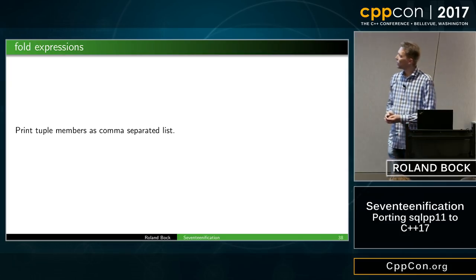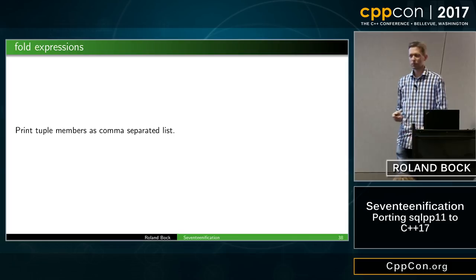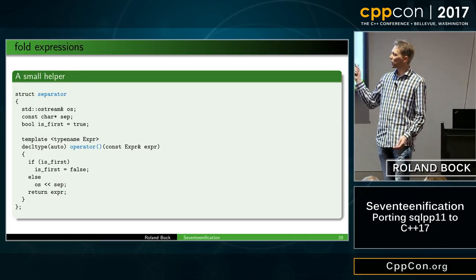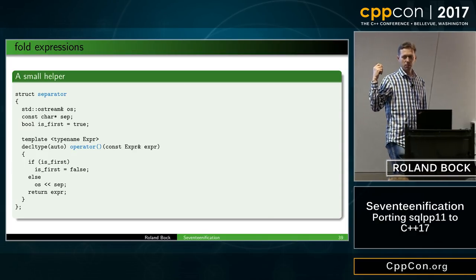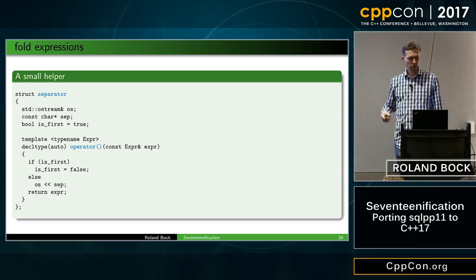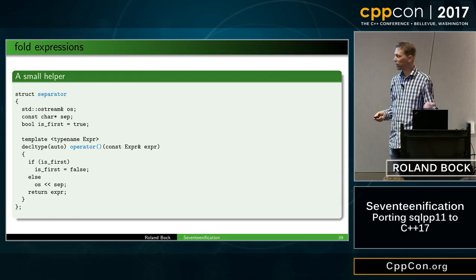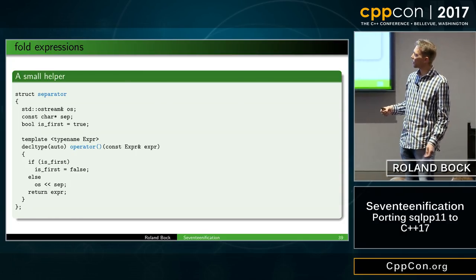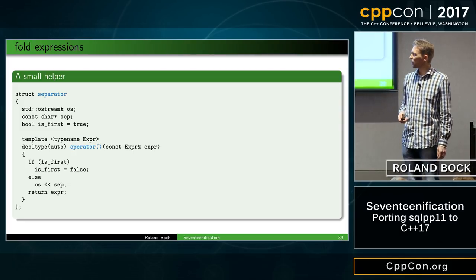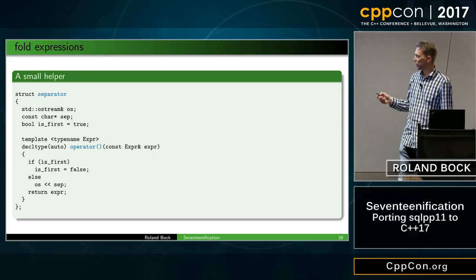Good. One use of fold expressions that I have in the library is printing tuple members as a comma separated list. For this, I have a small helper that basically does nothing but add a comma to a stream and then return the value. You instantiate it with a stream and a separator, and then it will figure out whether it's the first time that it's called, and then it will set is first to false, and otherwise it will just print the separator to the stream and return the expression that you handed in.